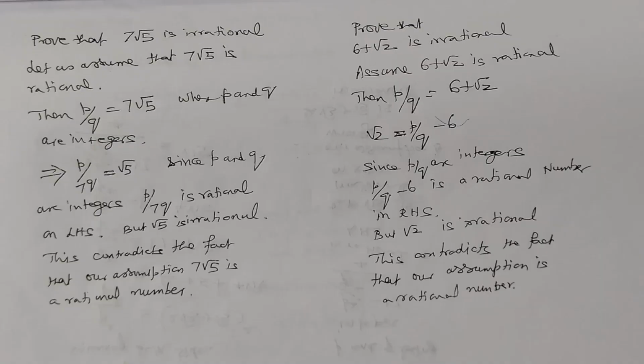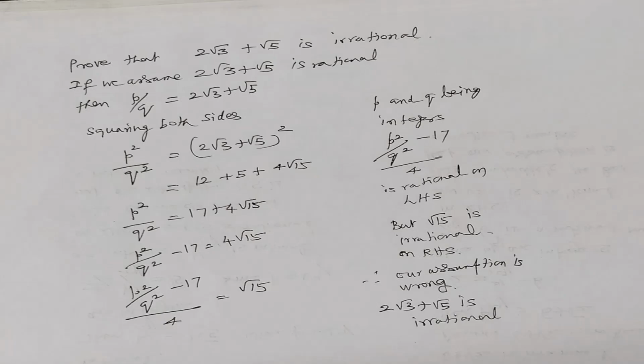The next problem, prove that 6 plus root 2 is irrational. Assume 6 plus root 2 is rational. Then p/q must be equal to 6 plus root 2. Then root 2 = p/q minus 6. Since p and q are integers and 6 is also an integer, the right hand side is a rational number, but root 2 on the left hand side is irrational. This contradicts our assumption that it is a rational number. Therefore, 6 plus root 2 is irrational.